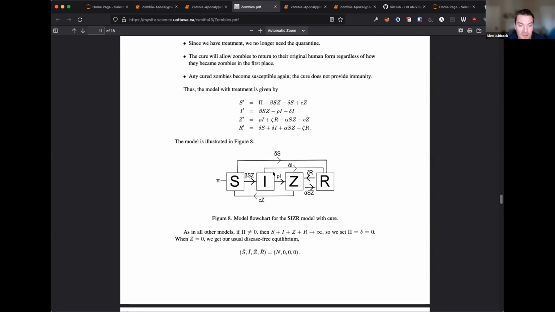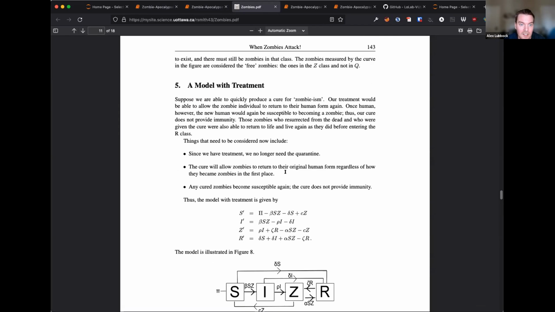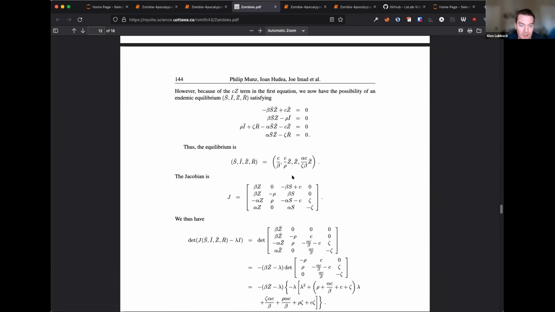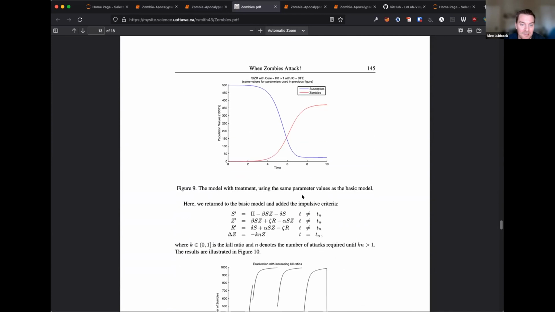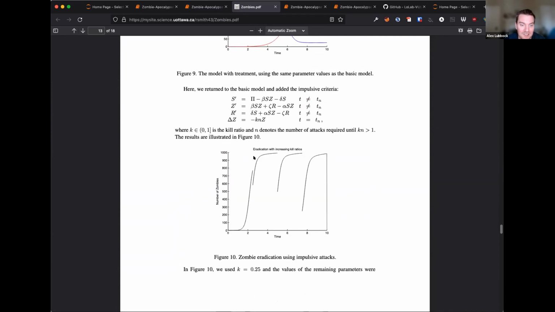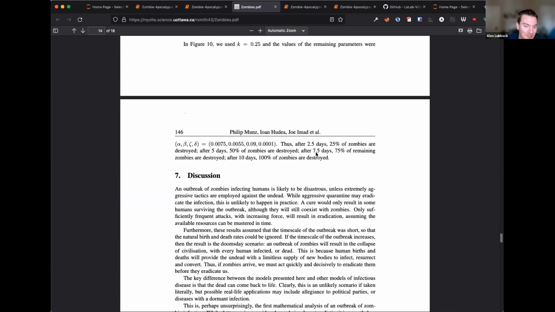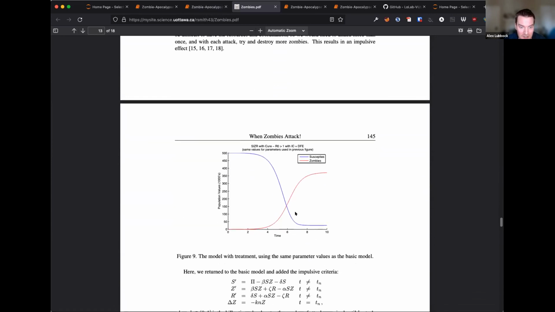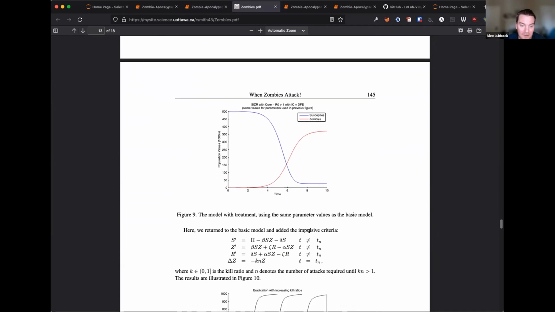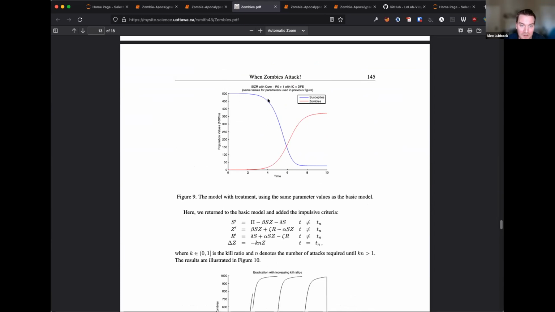But as mentioned, you can go through and extend this if you wanted to add and play with these different extensions about adding treatments and impulsive eradication, as they call it. If you've seen a zombie movie, you know how this goes. Weapons and decapitation and so on. So you can extend the model with those kinds of things as well, and see how those change the dynamics as they show in these plots, and see what levels of impulsive eradication you would need for the susceptibles to beat the zombies.